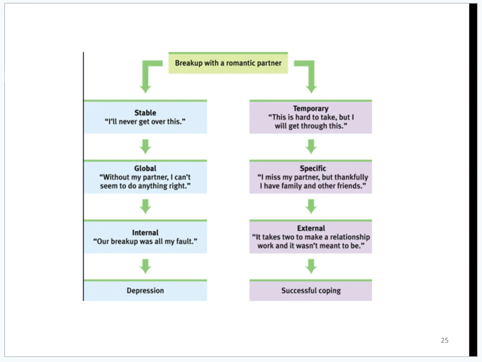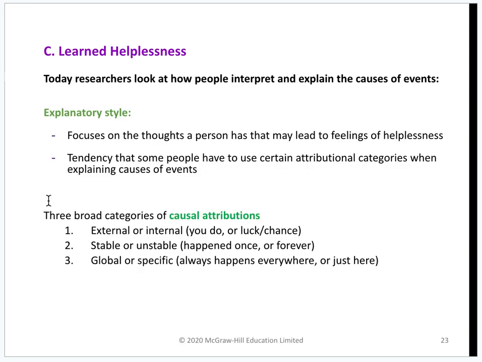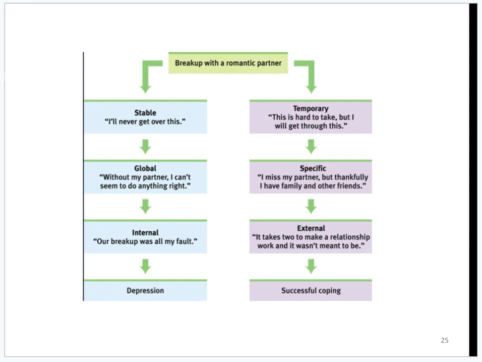And then external: it takes 2 to make a relationship work. It wasn't just me, right? In the other one you're saying it's all your fault. Here it's like, well, there were 2 of us in there. It just wasn't working. That makes it external. And this is a more successful coping way to think. So this is about how you attribute blame or how you make sense of different situations. Do you say that they are external or internal, stable or unstable, global or specific? And there's an example there.